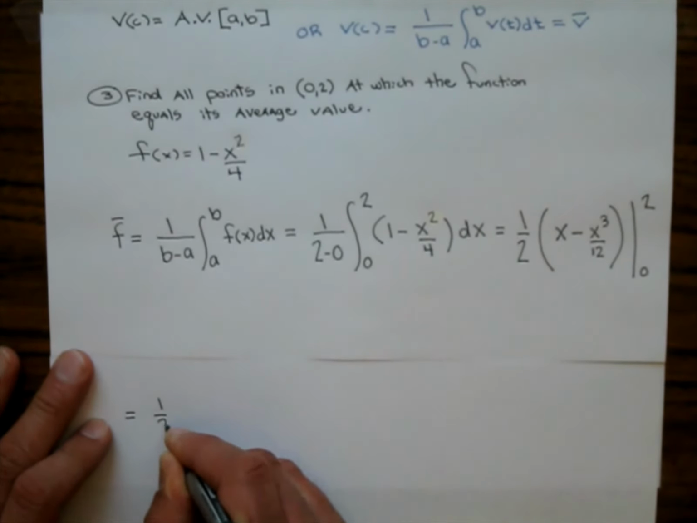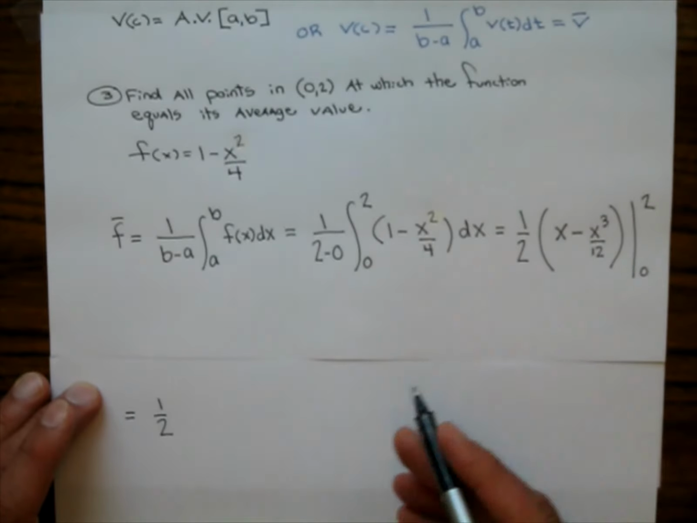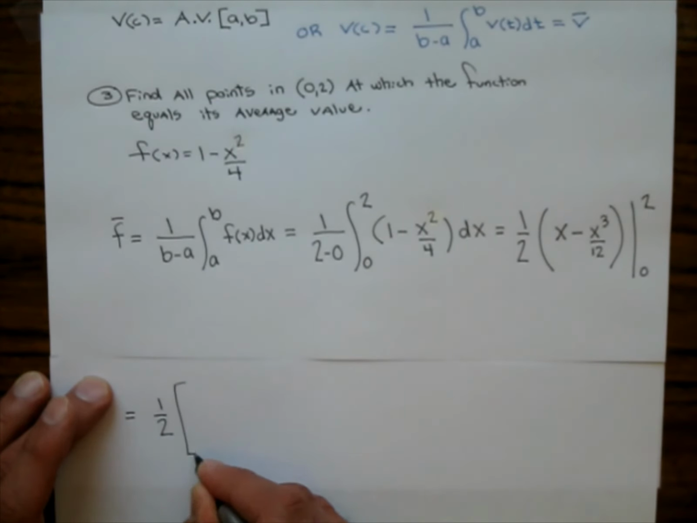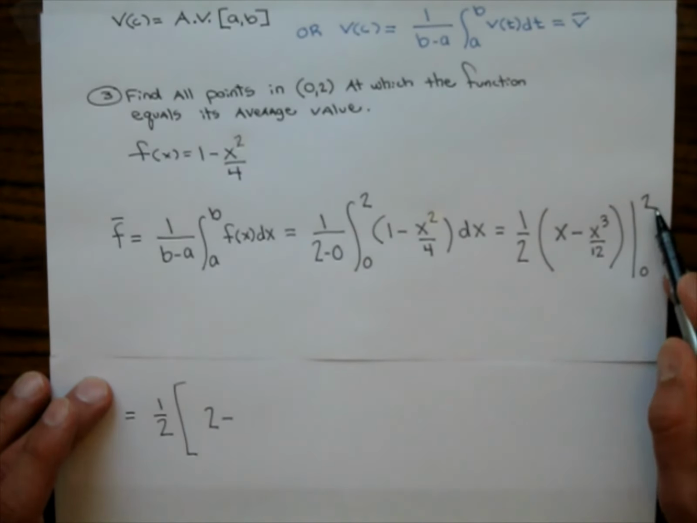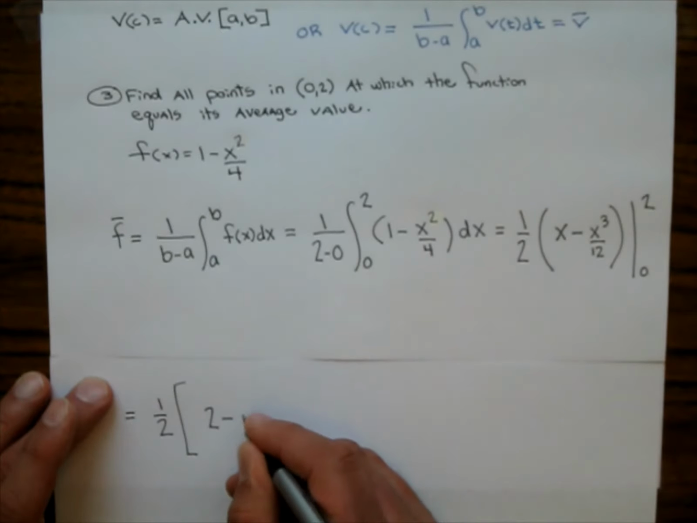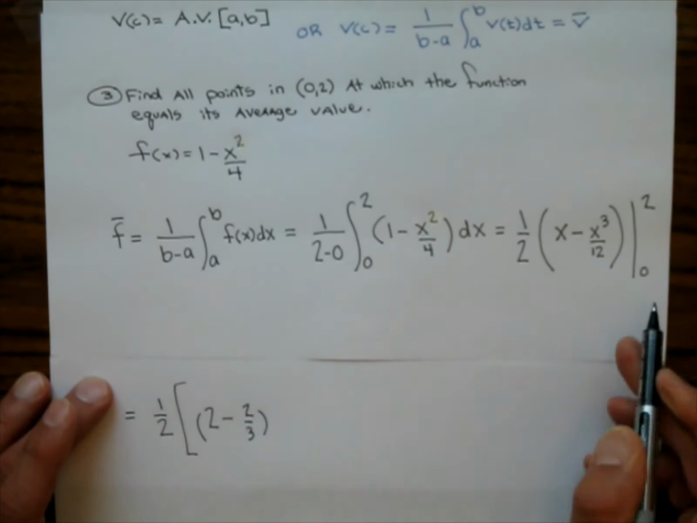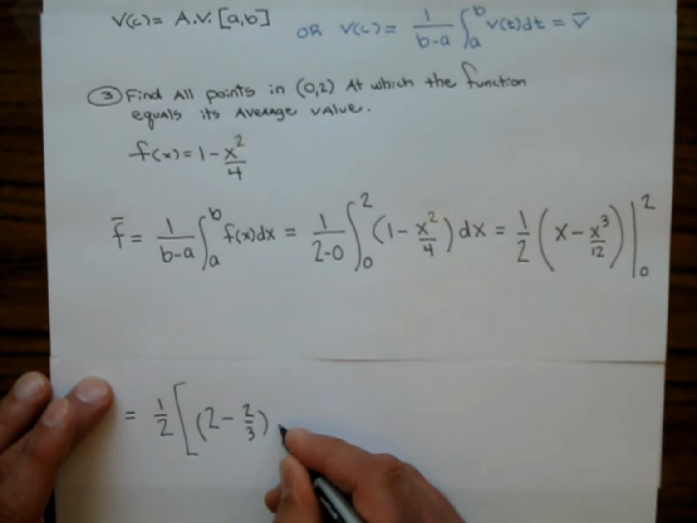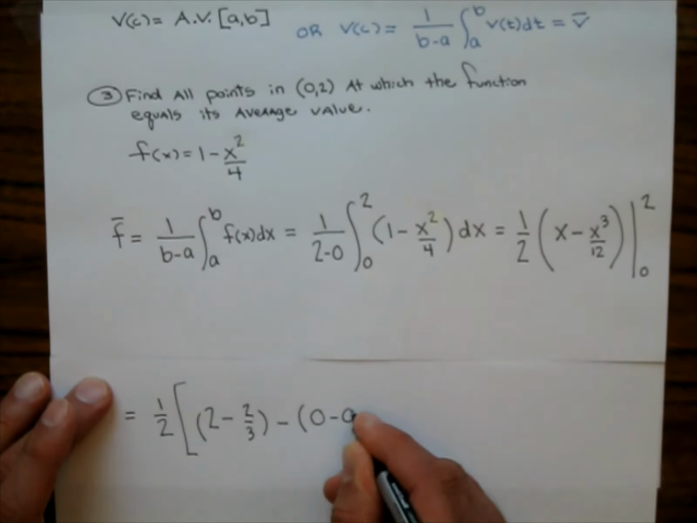Okay, I'm going to go ahead and put some numbers in here. So 1/2. So let's put 2 in there. When we put 2 in there, we end up getting 2 minus. So this is going to be 8/12, which is 2/3. Fundamental theorem of calculus says minus, and then put 0 into this function, which is just 0 minus 0.